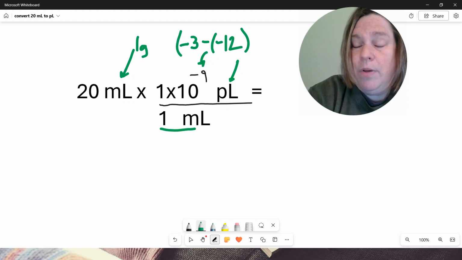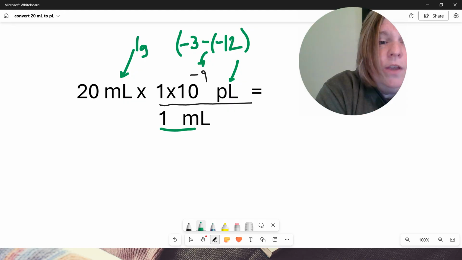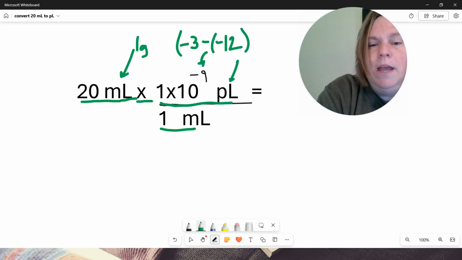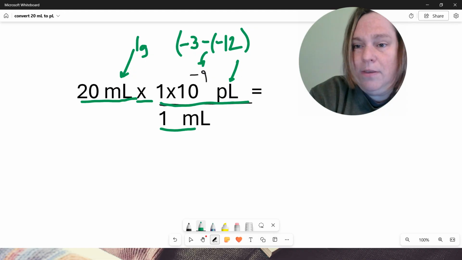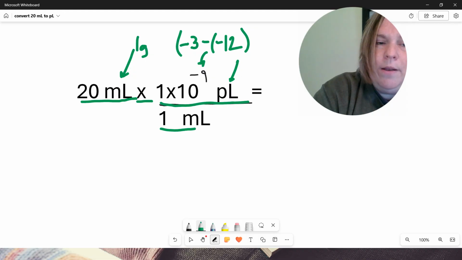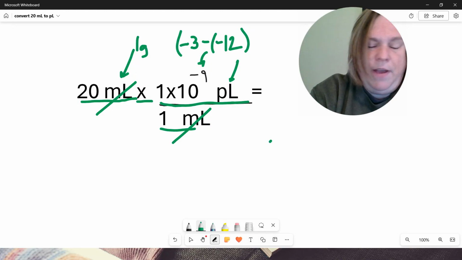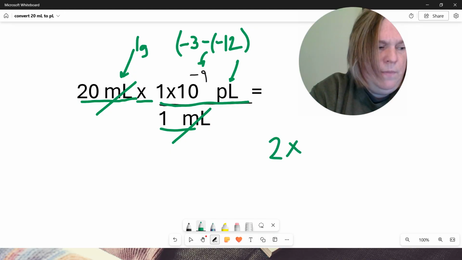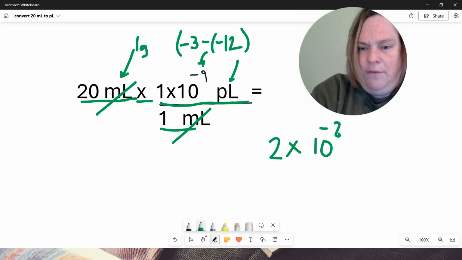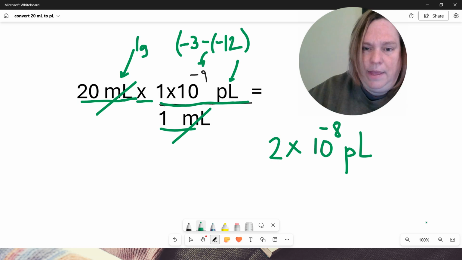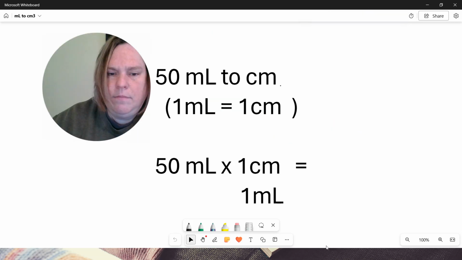Now, to solve the problem, we multiply across the numerator. So we're going to take 20 times 1 times 10 to the -9th and divide by 1. And notice when we divide, the milliliters units cross out, and our final answer is going to be 2 times 10 to the -8th picoliters. Okay, let's try another one.